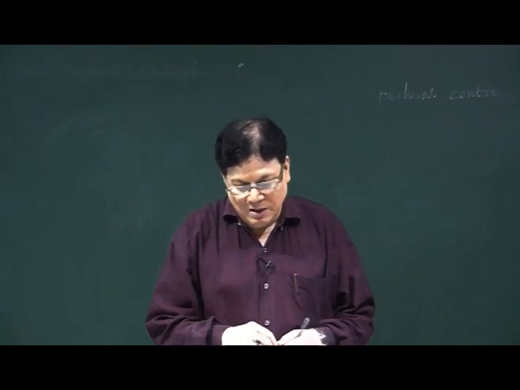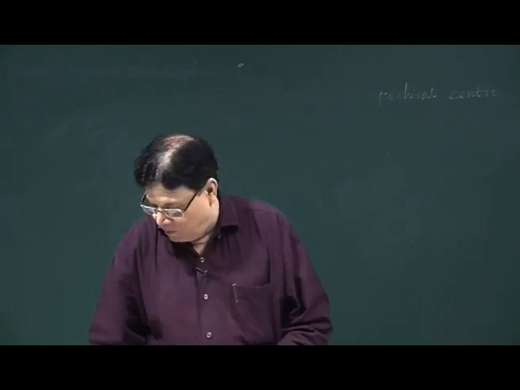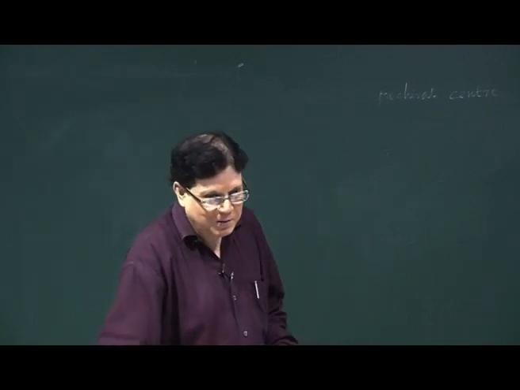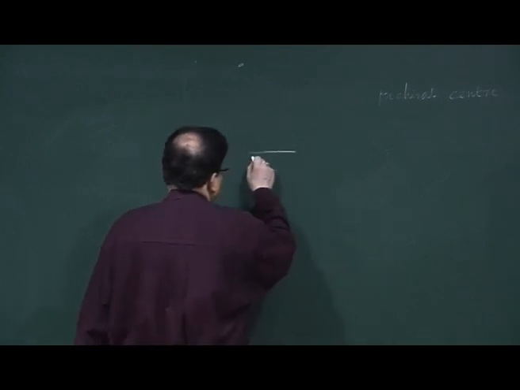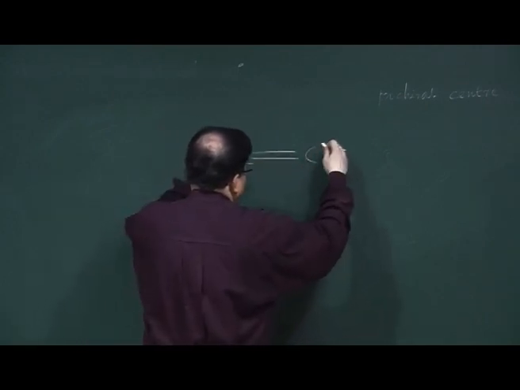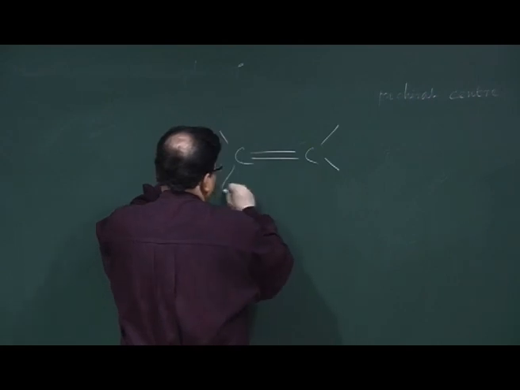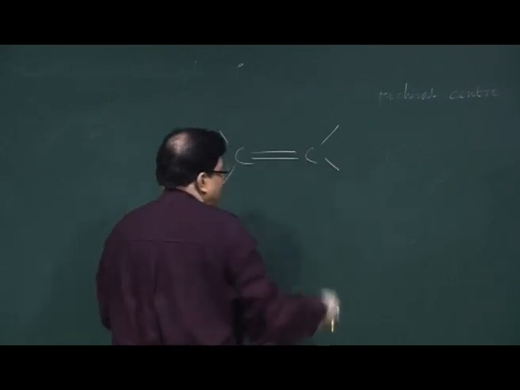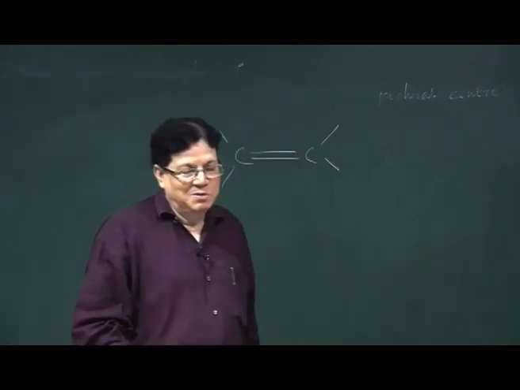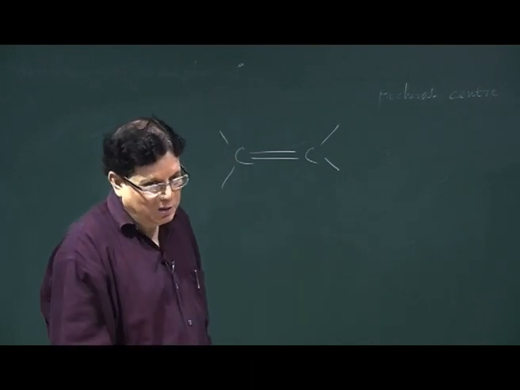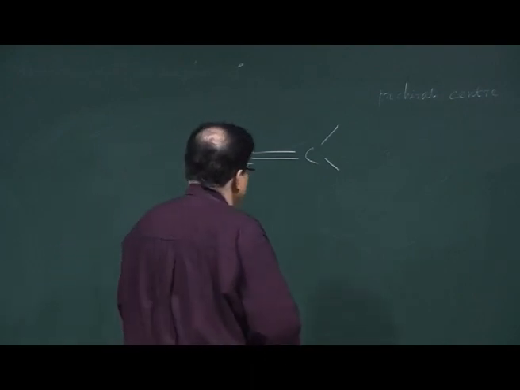In some molecules the rotation is not allowed even at room temperature. In a double bond compound, you cannot keep one carbon fixed and rotate the other carbon, because that will break the pi bond that is there. So the rotation is not possible. That is called restricted rotation.